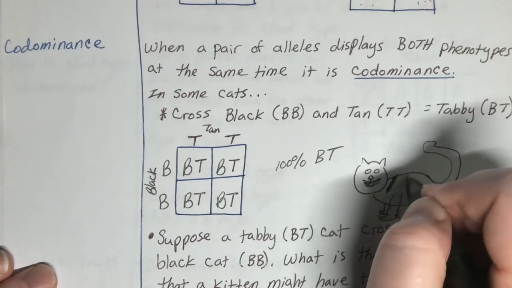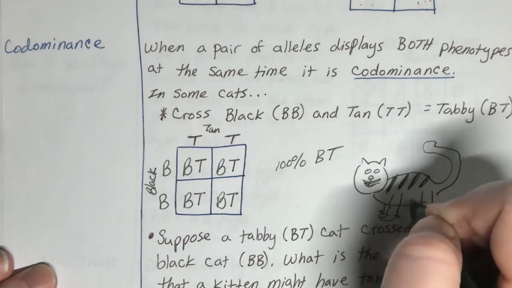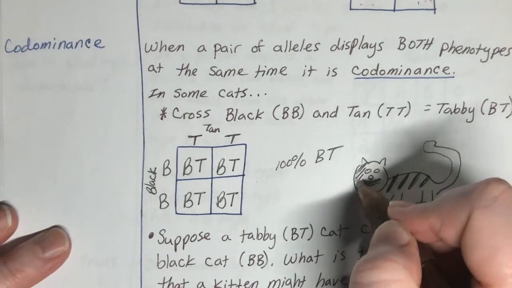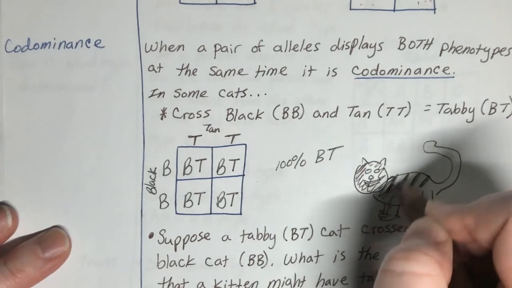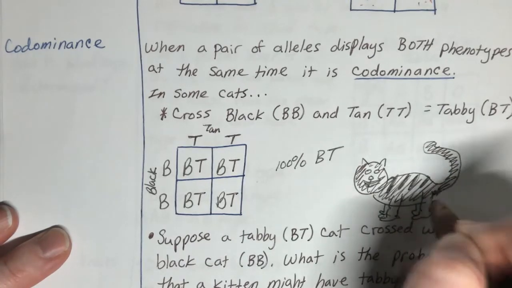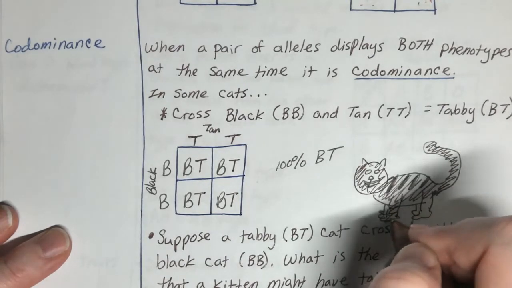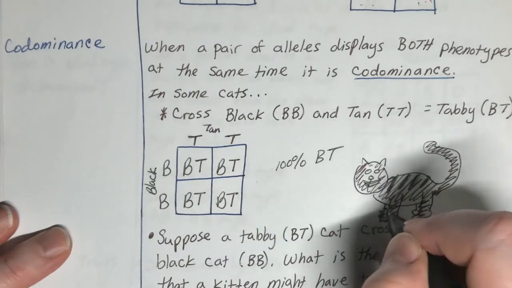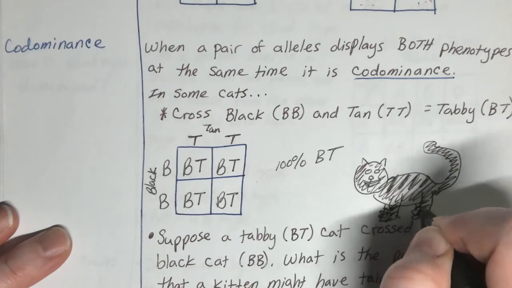So it's going to have some black stripes on it. But it's also going to be tan. So let's color them in. Yay, beautiful, right? Is that even going to show up as different colors? Not really. So if you think of like that classic black and brown striped cat, that is your tabby cat.